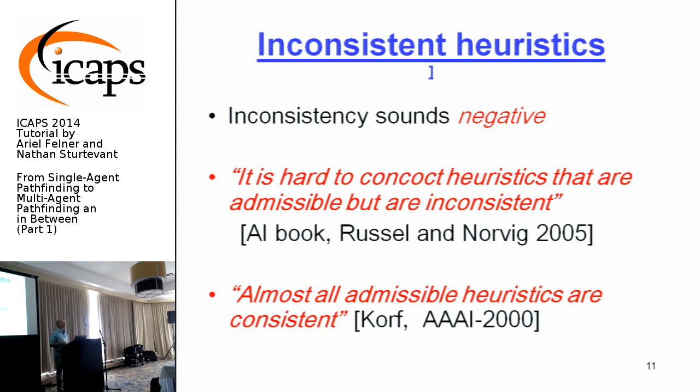And there is also some kind of historical perspective here. Inconsistent, if I'm going to tell you, hey, you're inconsistent, that sounds negative. Right? Nobody wants to be inconsistent, right? And indeed, in the books, Russell and Norvig write, it is hard to concoct heuristics that are admissible but are inconsistent. Korf says in one of his papers, almost all admissible heuristics are consistent. Okay, so inconsistent sounds negative and probably, it's not there.